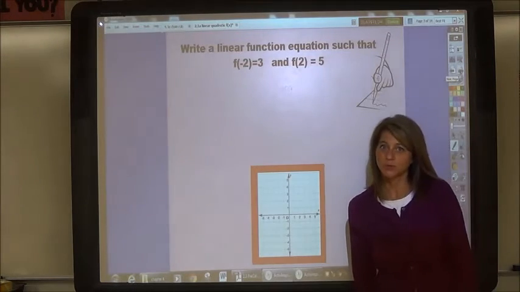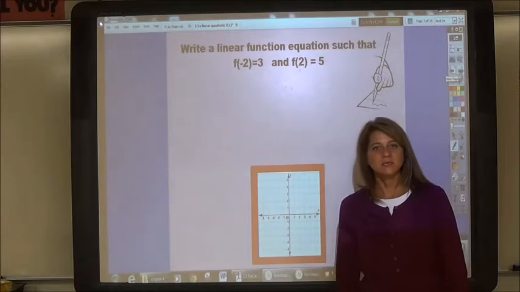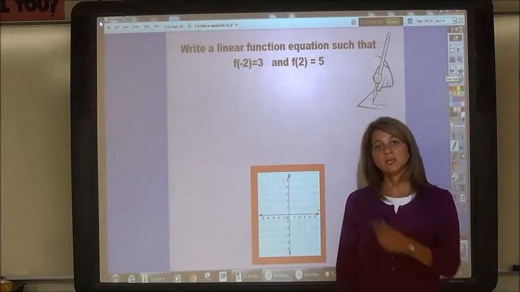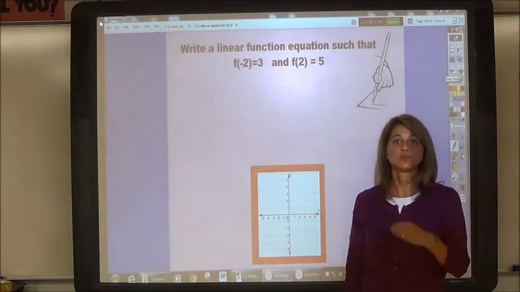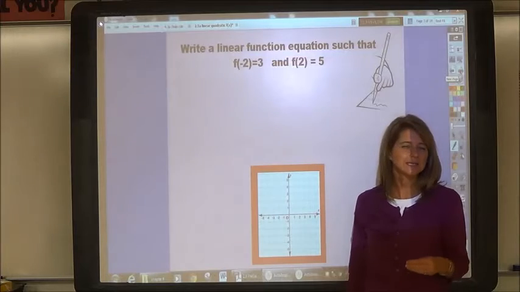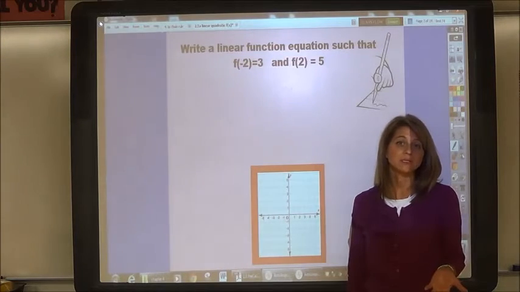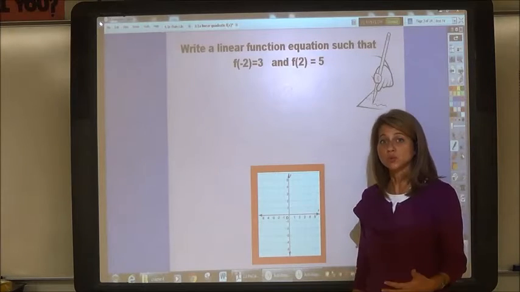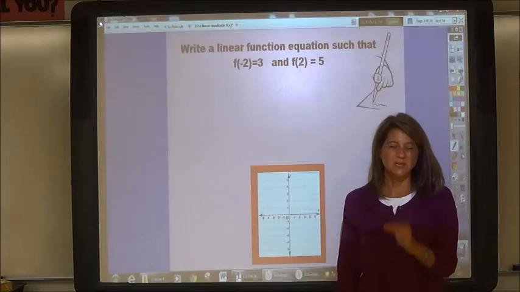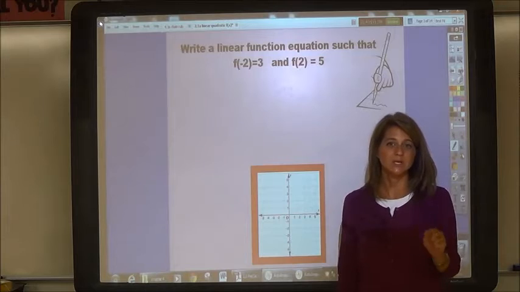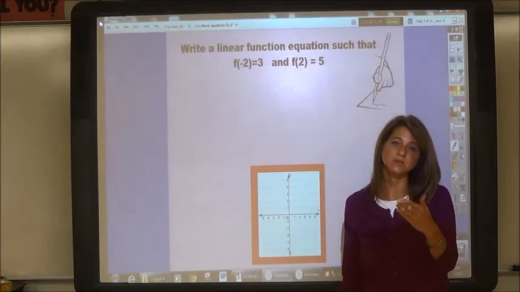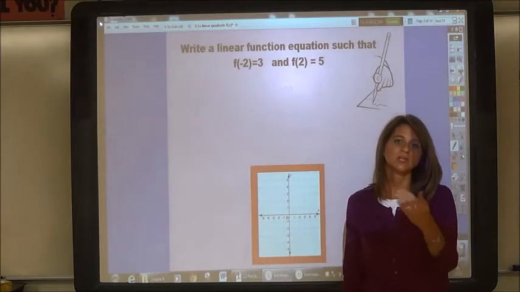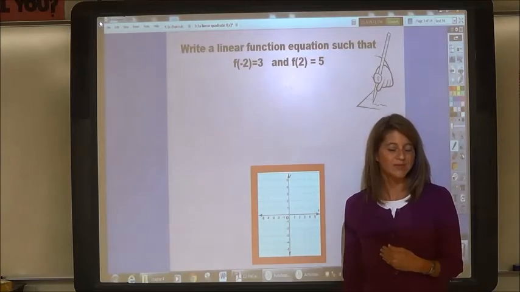Let's start with some you already know. Math Excel is going to give you some questions that look like this, and it says to write a linear function, a linear equation. You know that means to make a line. But this information may not be given to you the way that you're used to. See how it says f of -2 equals 3? That means you put -2 into your function, you get a 3 back out. You can write that as a point.